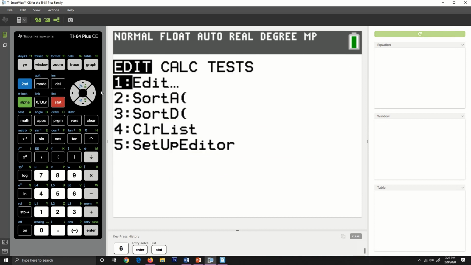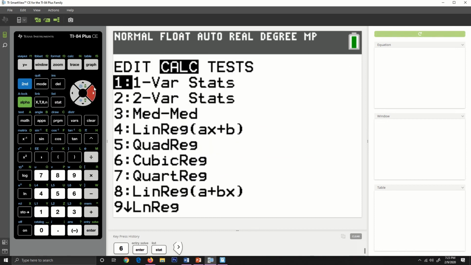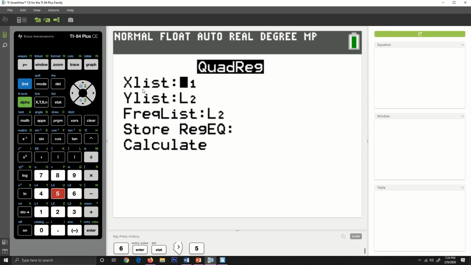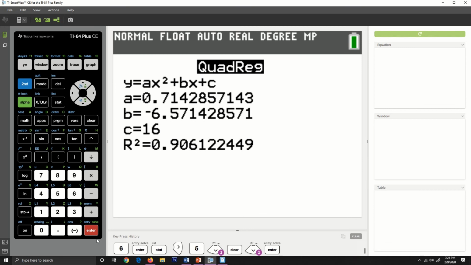Hit my stat button. We're going to go over to calculate. We've already done linear regression, AX plus B. We want a quadratic function, so we're going to do a quadratic regression right here. So we're going to hit 5. We need the X values in L1, the Y values in L2. It's got a frequency list here, so I must have been doing that for stats. We want to make sure that is empty because we don't have a frequency list. And we don't need to store the regression equation. We're just going to hit enter to calculate there.